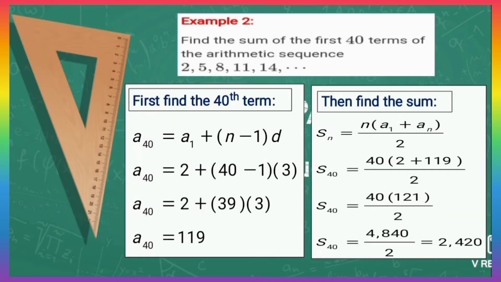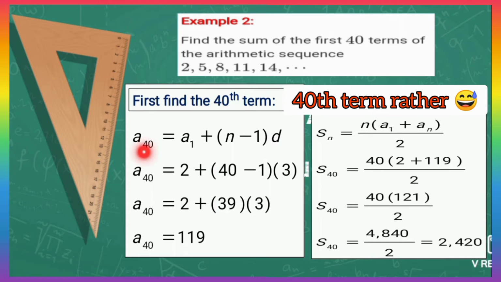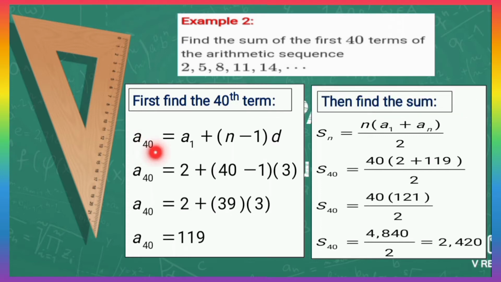Another example. Example number 2. Find the sum of the first 40 terms of the arithmetic sequence. Ayan, nandito yung sequence natin. Pero hindi natin alam kung ano yung last term kasi nga naka-ellipse dito. From first term papuntang 40th term, ilan lahat ng total nun. So, since hindi natin alam ano yung value ng 40th term, ganito yung formula pag maghanap ka ng term. So, first, find the 40th term. Lagay lang natin dito na a sub 40 kasi yun yung hinahanap natin.